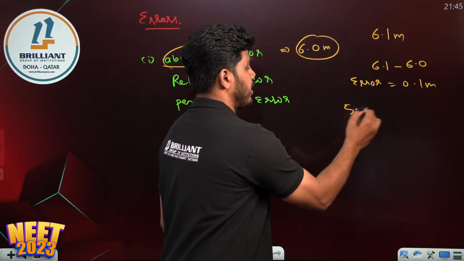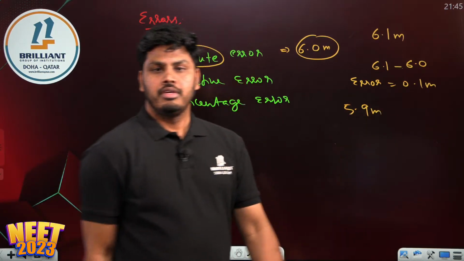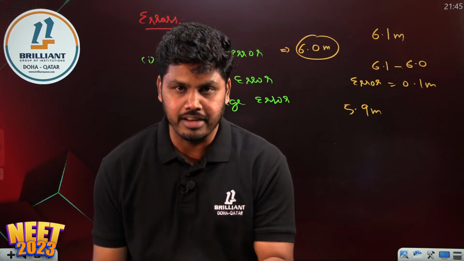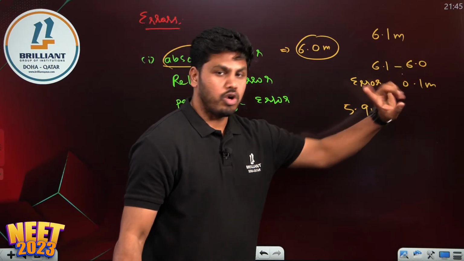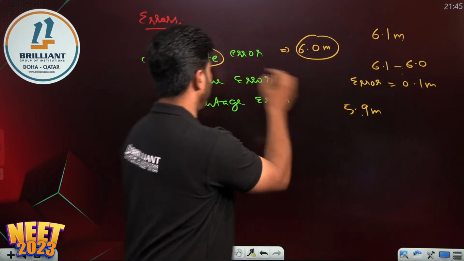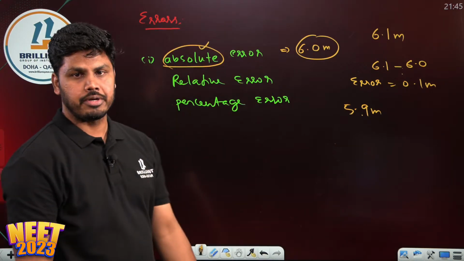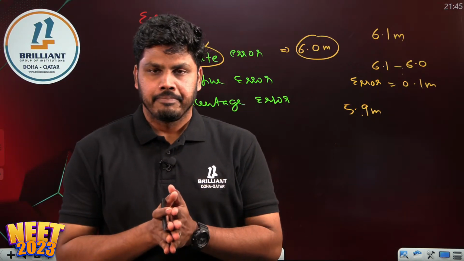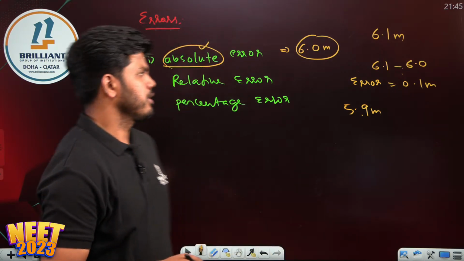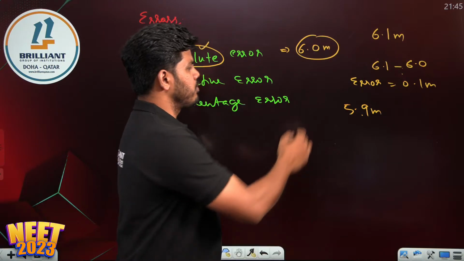Somebody measured 5.9 meters, for example. Student Y measured 5.9. What is the error still? 0.1 only, not minus 0.1. It is 0.1 only, 6 minus 5.9. Always we will take the magnitude, absolute error. Got it? So that is called the absolute error. And that absolute error we will calculate.